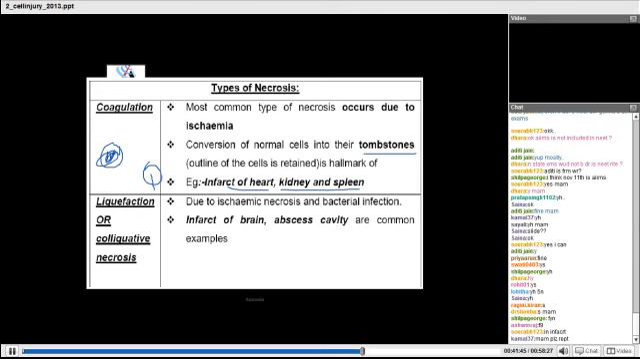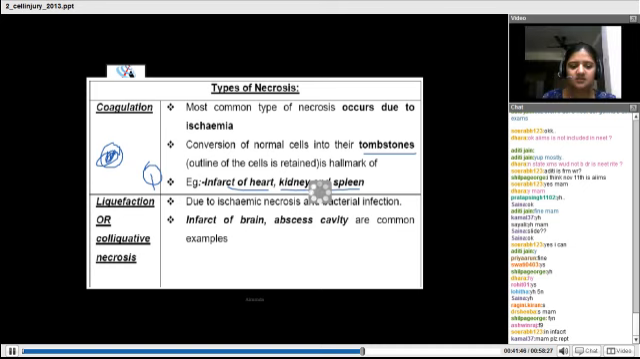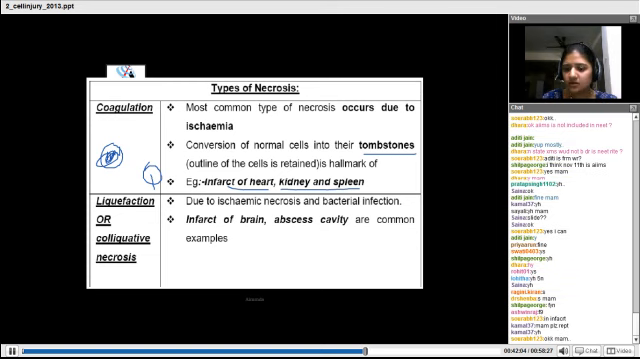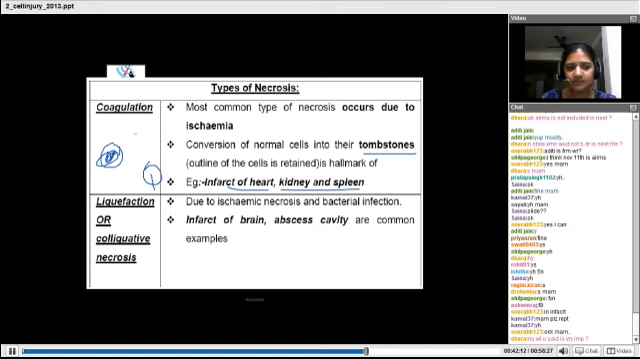Then we talk about necrosis, also called colliquative necrosis. Coagulative necrosis happens whenever there is an ischemia. Whenever there is a loss of oxygen, the tissue undergoes coagulation and becomes necrosed. But the feature of it is that, yes, there is a cell undergoing cell death, but the outline is retained.